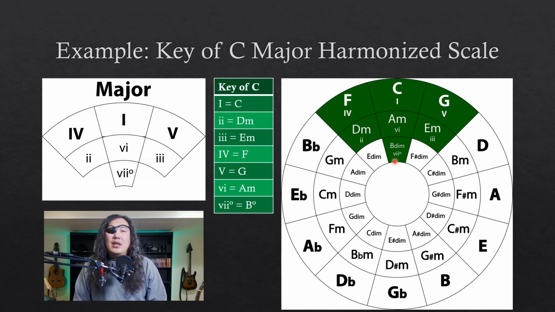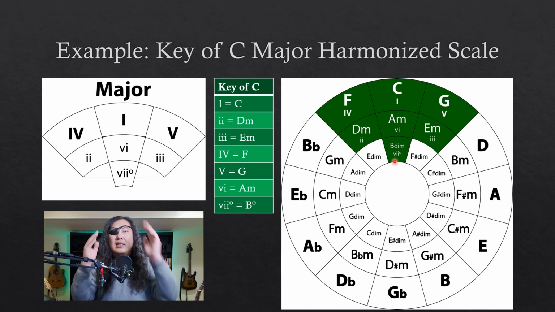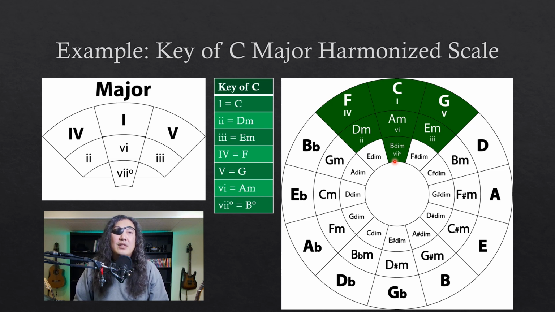So you can see that just by laying this on top of the circle of fifths, we come up with the same harmonized scale: C major, D minor, E minor, F major, G major, A minor, B diminished. We came up with the same harmonized scale, all the chords in the key, that we did using the manual method previously. Another example would be the key of G.